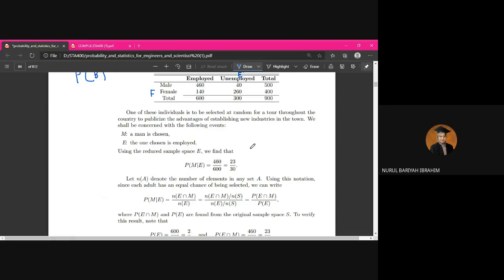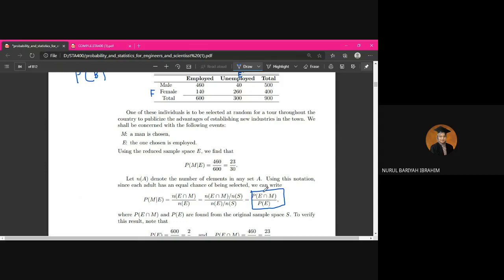So the question asks us to find the probability that a man is chosen, given that the chosen person is employed. So it is M given E. The answer will be 23 over 30. How do we get this? We need to use this formula: the probability of E intersect M divided by the probability of E. So we get the probability of M given E.